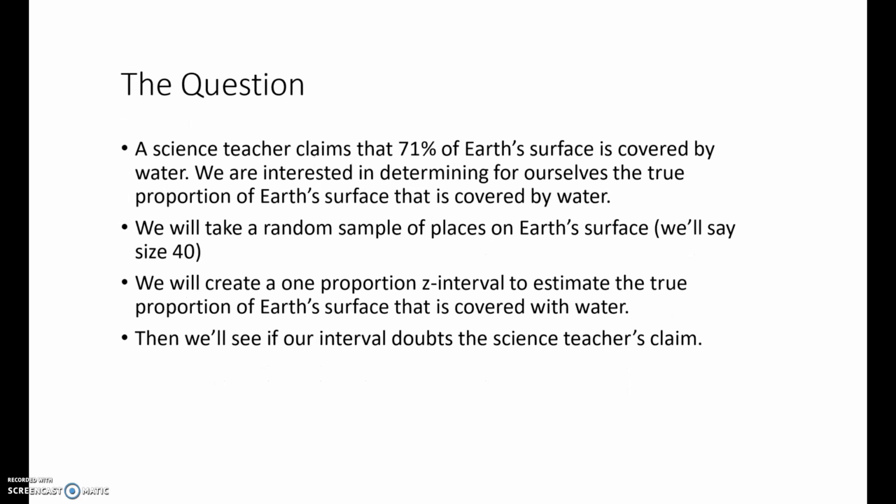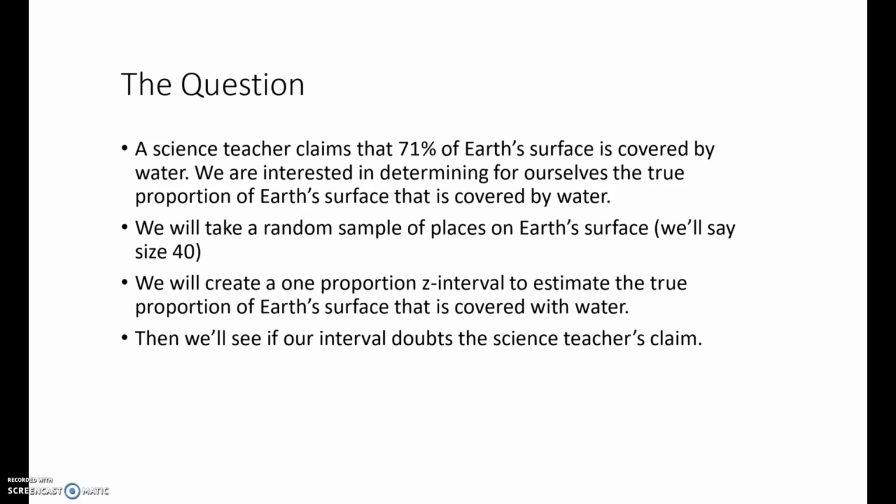A science teacher, who will remain nameless, claims that 71% of Earth's surface is covered by water. Okay, that's the planet we live on. They claim it's 71% water. I look around. I see a lot of land. I don't know. I might be doubting it. So we're interested in determining for ourselves the true proportion of Earth's surface that's covered by water.